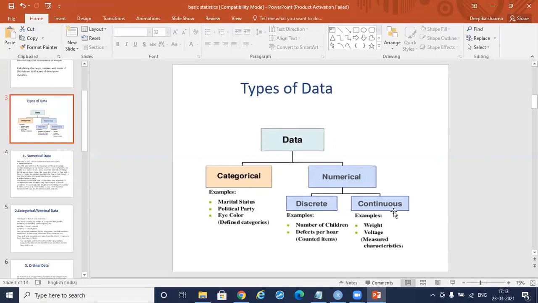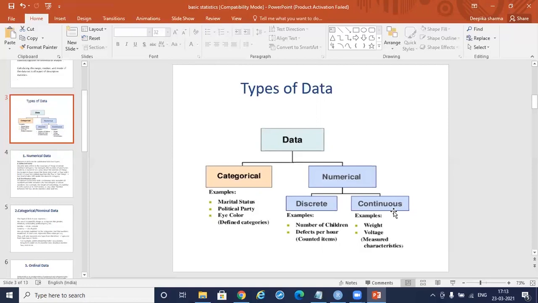Suppose any billing, an electricity bill. The electricity bill itself is in decimal format. Suppose anybody has a bill of 400.50 rupees. That is continuous data. Anybody has a height, suppose 5.7. So the point is there, the decimal is there. So that is continuous data.